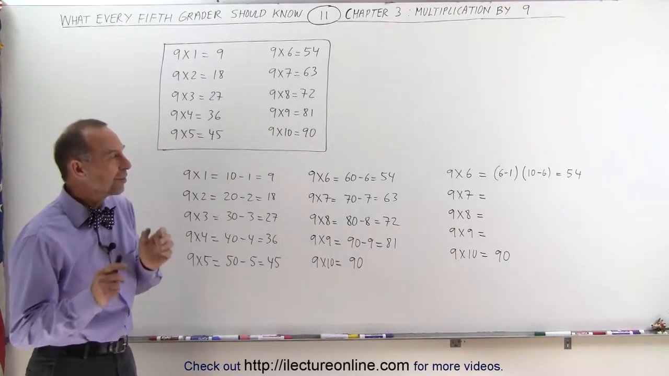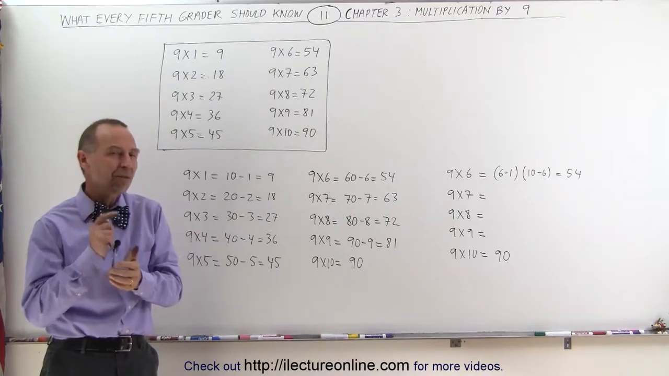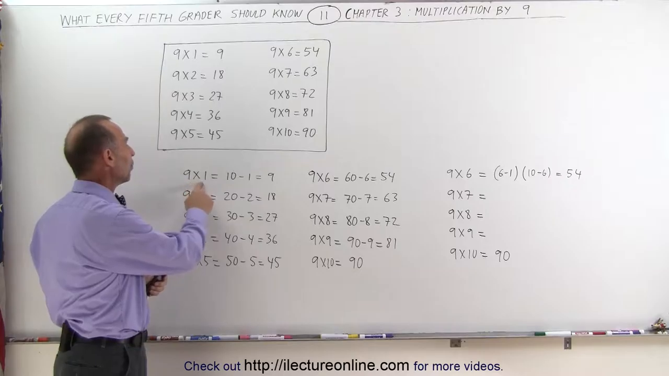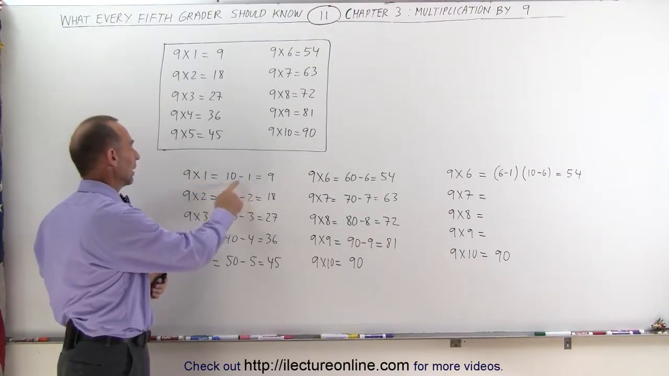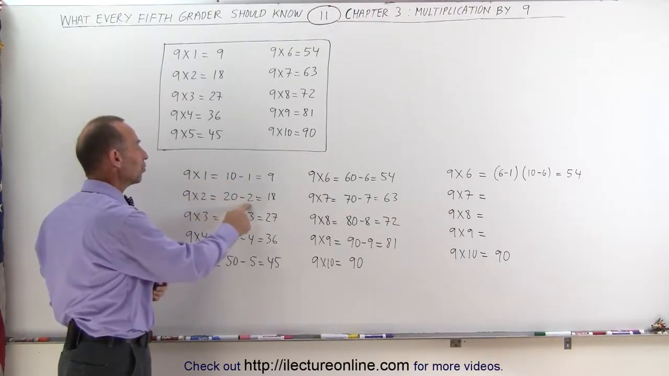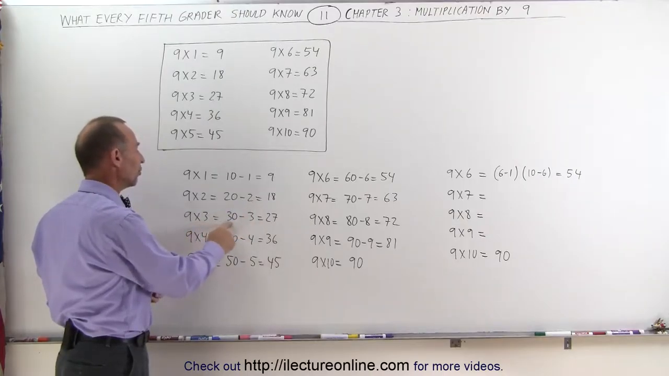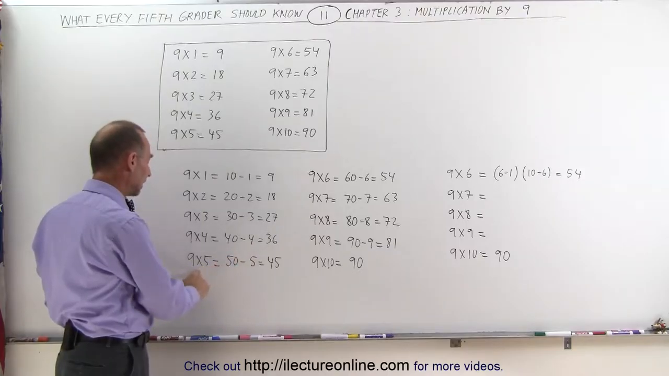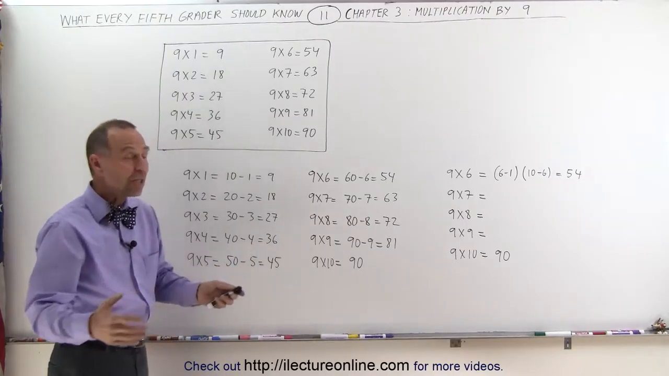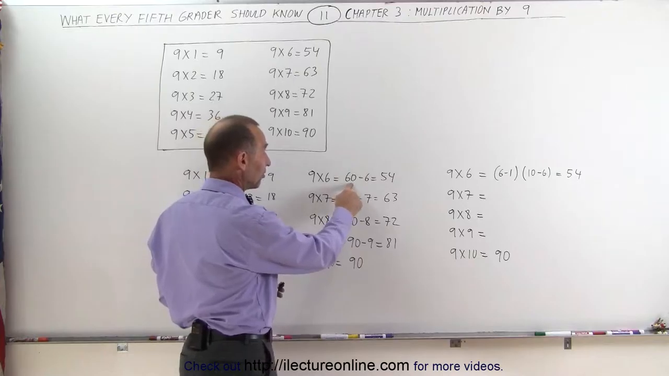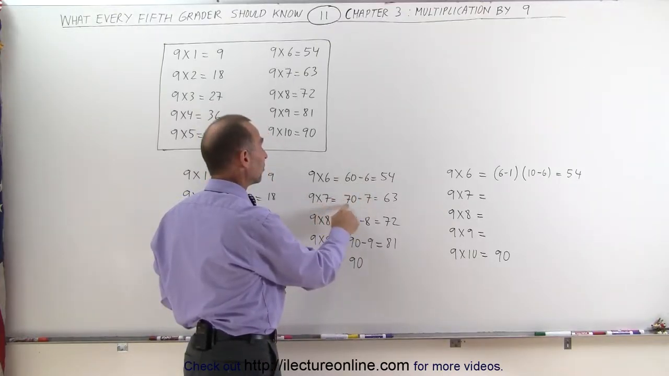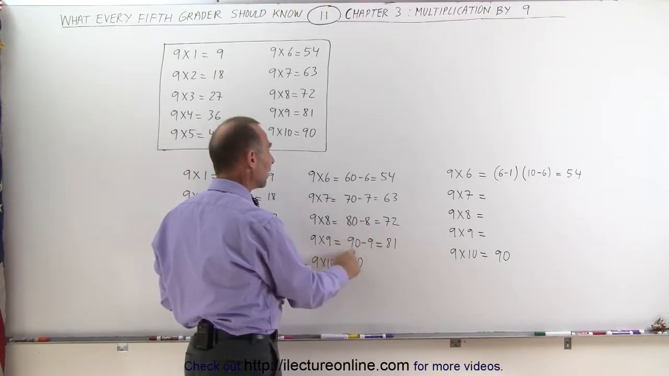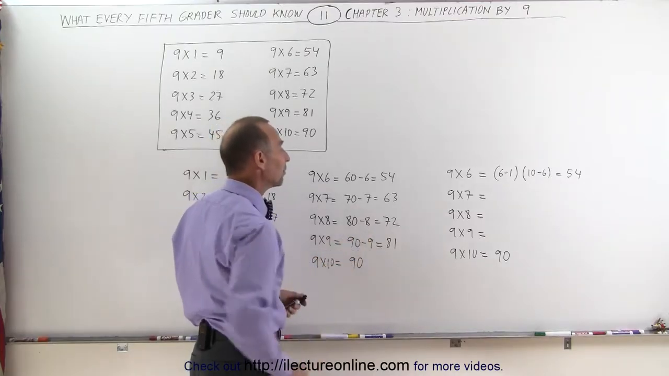I remember that I always liked to multiply by 9 because, as a kid, I saw a certain pattern in there. Notice that I looked at 9 times 1 as 10 minus 1, and 9 times 2 as 20 minus 2, and 9 times 3 as 30 minus 3, and 9 times 4 as 40 minus 4, and 9 times 5 as 50 minus 5. And continuing, 9 times 6 I saw as 60 minus 6, 9 times 7 was 70 minus 7, 9 times 8 was 80 minus 8, 9 times 9 was 90 minus 9, and 9 times 10 was simply 90.